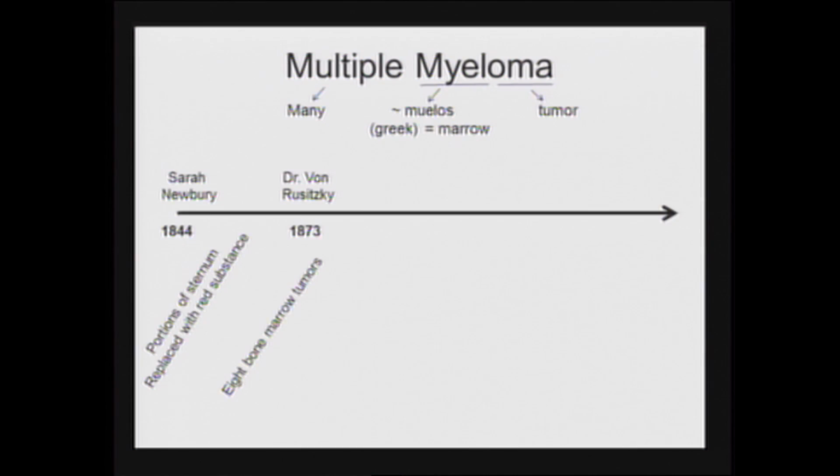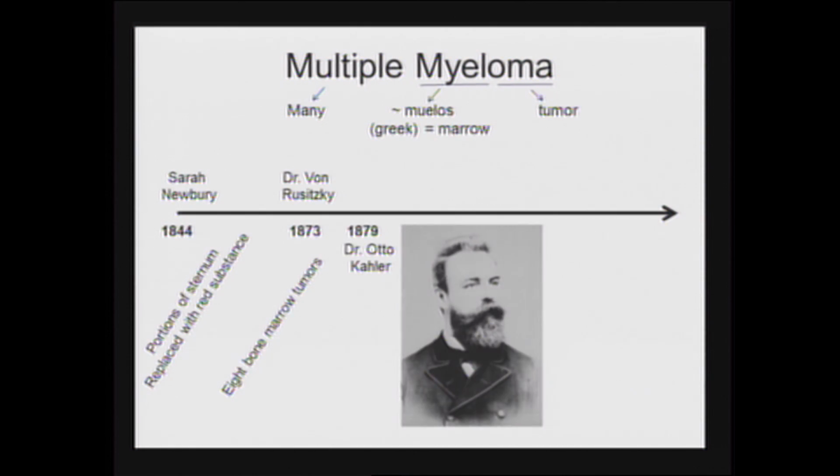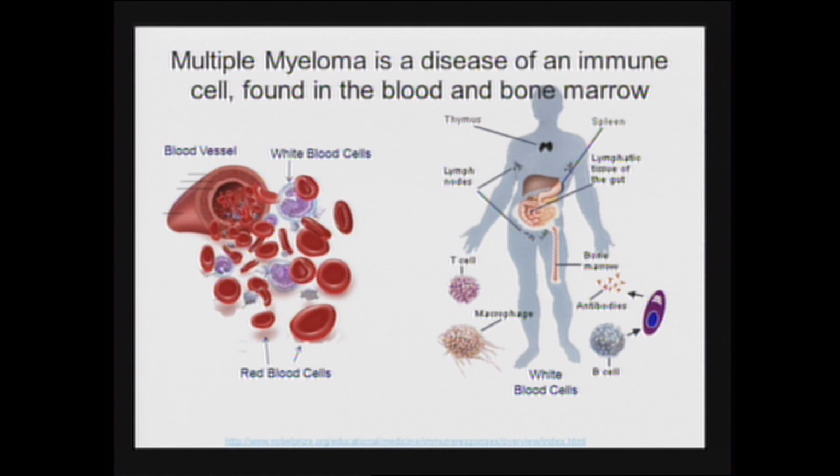And about 30 years later, Dr. von Rusitsky was the first one to use the term multiple myeloma, and where he found in an autopsy of a patient that there were 8 bone marrow tumors. And finally, 6 years later from that, Dr. Otto Koller, another physician, found, again, multiple bone marrow lesions or soft red substances in the bone marrow upon autopsy of a patient. So since then, we've learned a lot more about multiple myeloma.